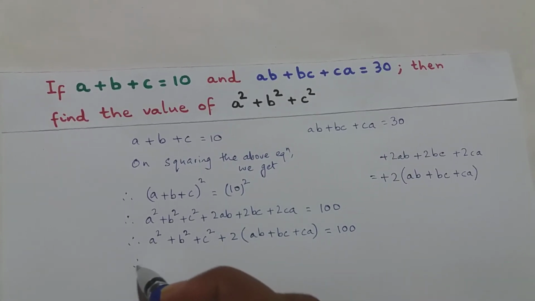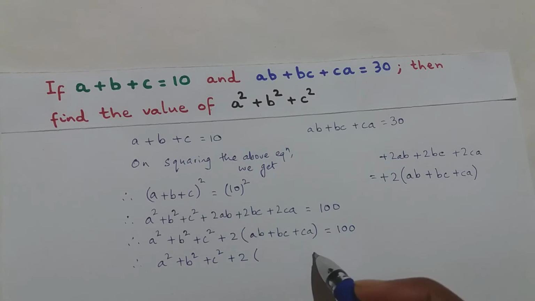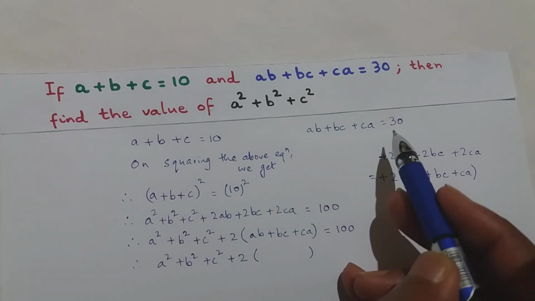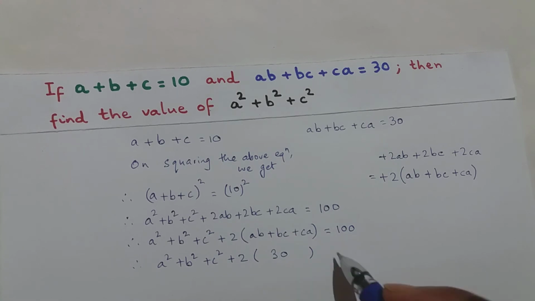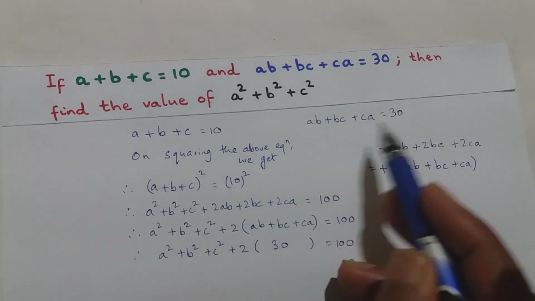So it becomes a square plus b square plus c square plus 2 into, now instead of this expression I will write its value. The value of this expression is 30. So it becomes 2 into 30, and that is equal to 100. So hope you understood why I wrote this expression in this way. I wrote it in this way so that I could substitute the value of this expression which has been given to us.